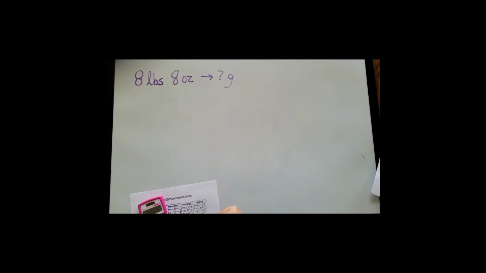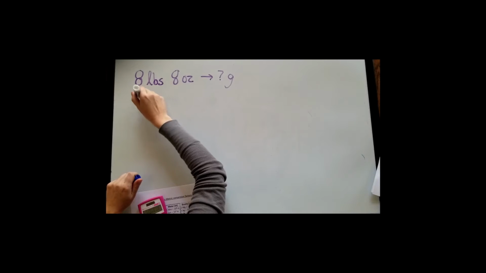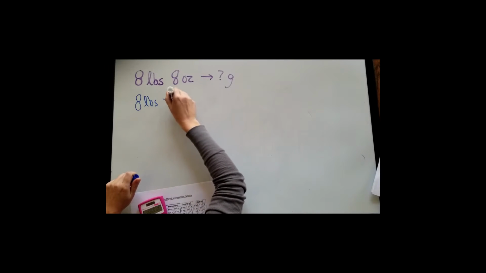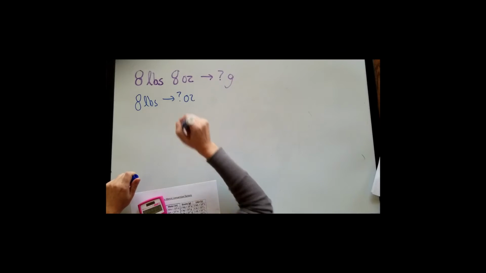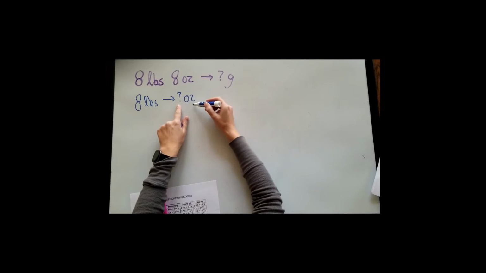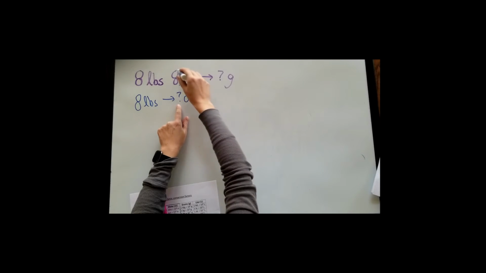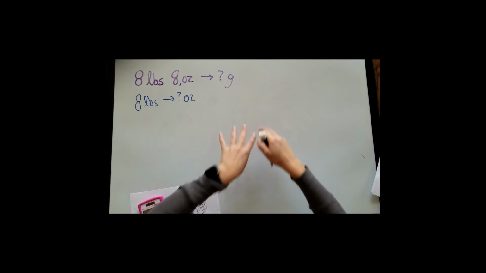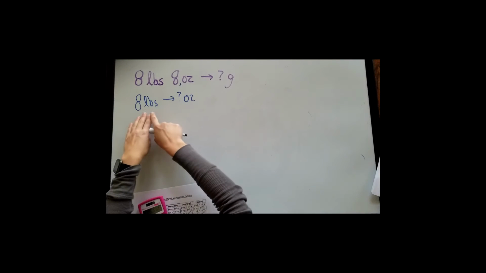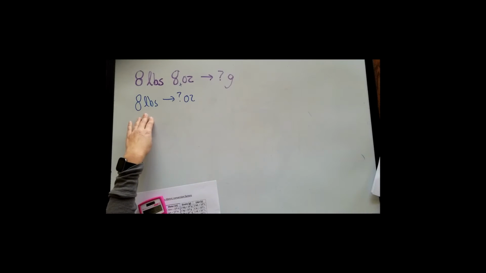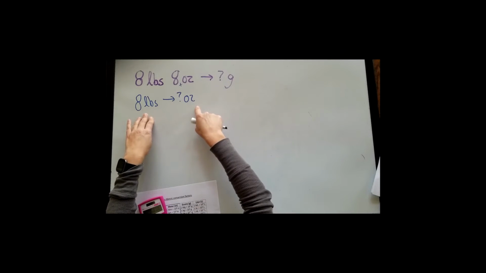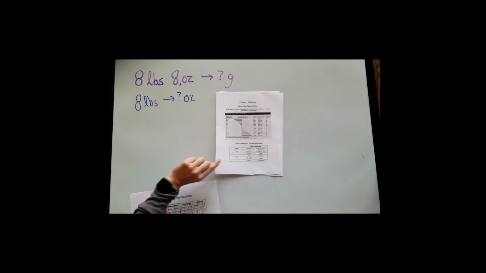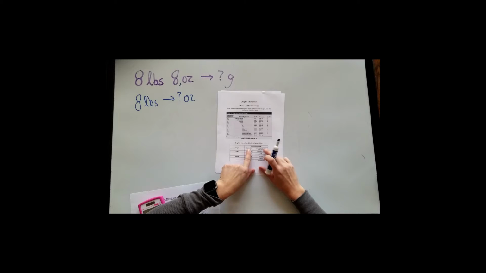So what I'm going to do, in my blue here, is take this 8 pounds and convert it to ounces. That way, once I have that 8 pounds in ounces, I can add the remaining 8 ounces so that I have my total mass in ounces, and then I can convert that to grams. So my first step is to get this 8 pounds into ounces. To do that, I need a conversion factor. So let's see, 1 pound is equal to 16 ounces.